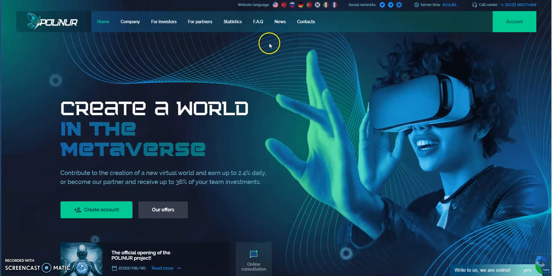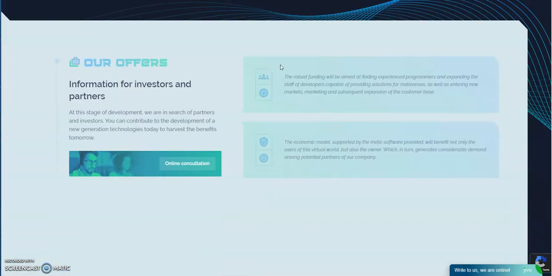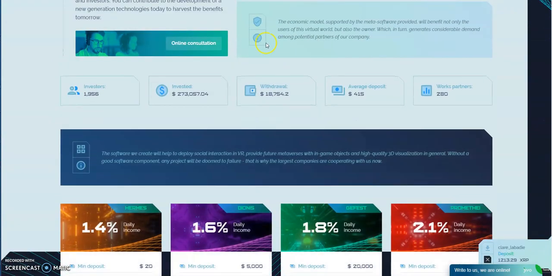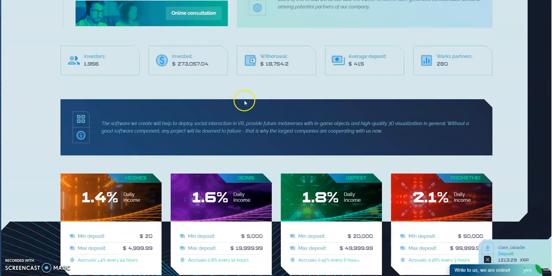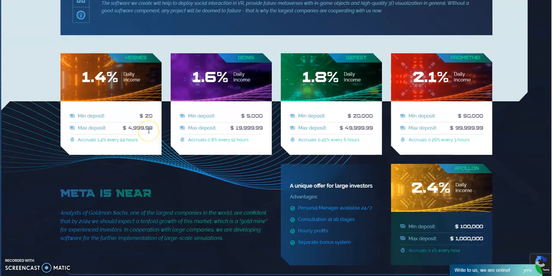But Polynur is a high yield platform where you're making up to 2.4% daily. We're going to take a look at the plans here real quick. Let's see where we stand actually: 273,000 in and only 18,000 out. That's a good, solid start. These are different plans depending on the dollar amount you put in, 1.4% daily all the way up to 2.4% daily, based upon the deposit amount you put in.